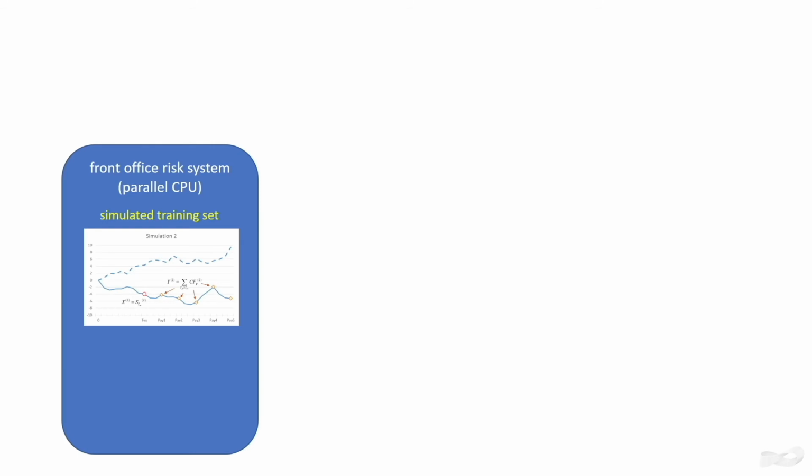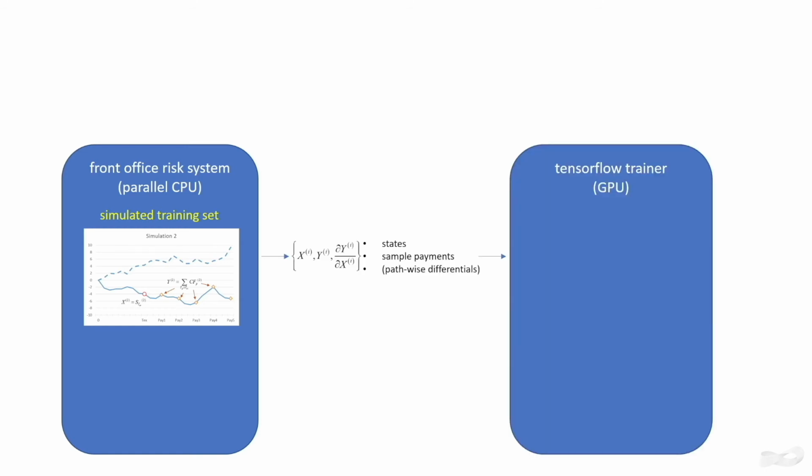The training set is computed with our front office pricing and risk management system, with the same model and the same parameters that we use for live pricing. The system is coded in C++ and runs on parallel CPU. When the training set is ready, including the pathwise differentials, the system communicates it to the training platform developed on TensorFlow and running on GPU.